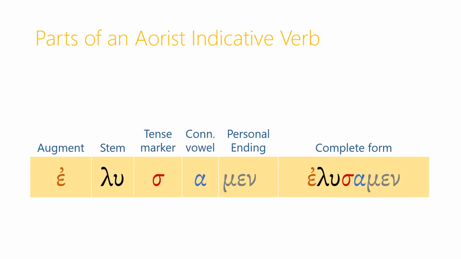Then we have the verb stem. We're using luo here, so we have our stem lu. Then there's a tense marker. Sigma is the primary tense marker that comes between the stem and the connecting vowel and signals, hey, this is an aorist. The connecting vowel then for the first kind of aorists we're going to be looking at is typically an alpha, and then we add personal endings on the end. So the first person plural form would be augment, lu, sigma tense marker, alpha connecting vowel, men: elusamen.